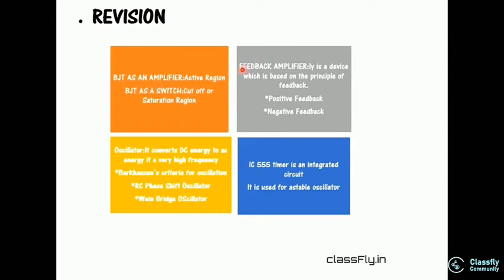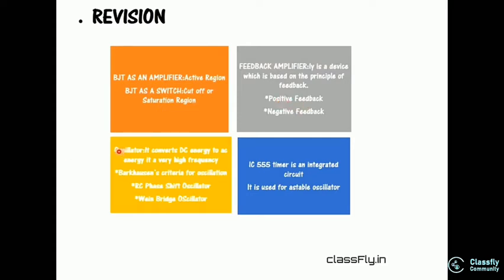The next thing is the feedback amplifier. A feedback amplifier is a device based on the principle of feedback. This basically states that whatever the circuit is, it needs to be connected to a feedback which is provided from the output to the input. This feedback amplifier is divided into two types: one is positive feedback, another is negative feedback.